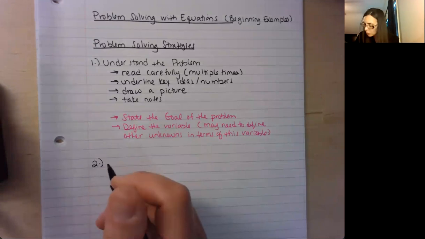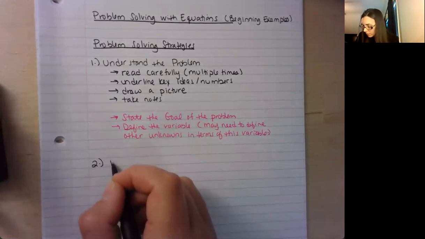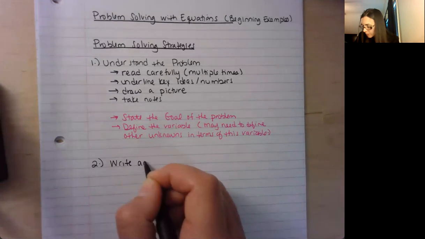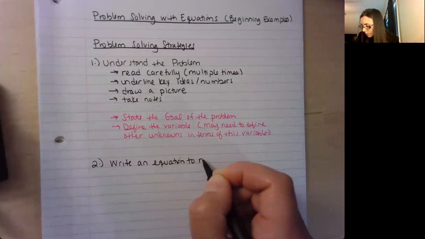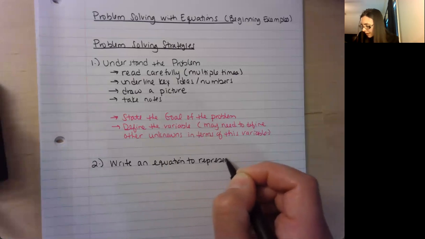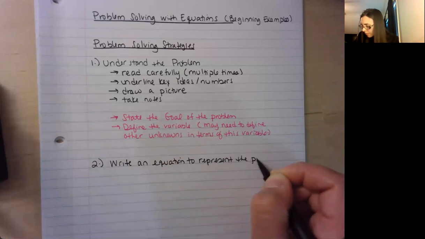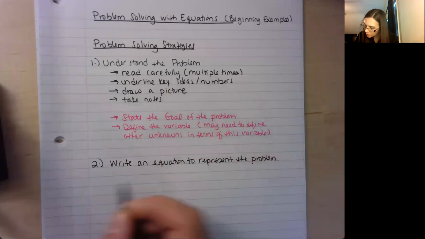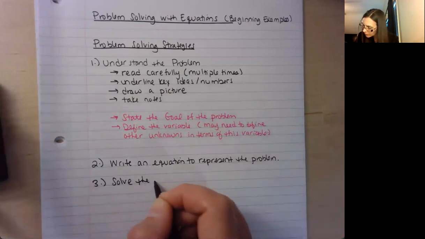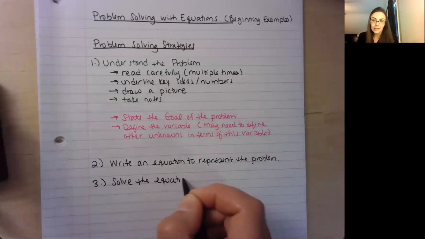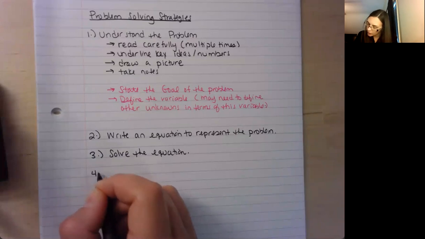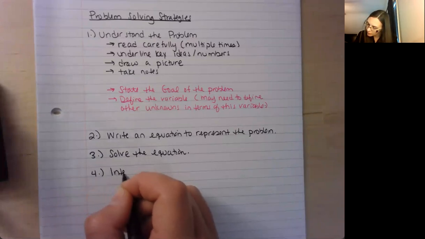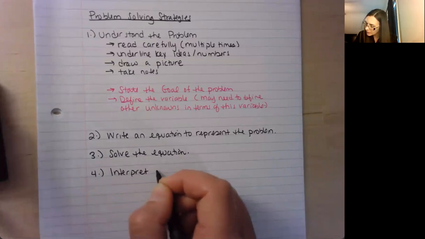Then you're going to write an equation to represent the problem. You're going to solve the equation. That part should be easy at this point. The hardest part is setting it up. And then you're also going to interpret and check your results.